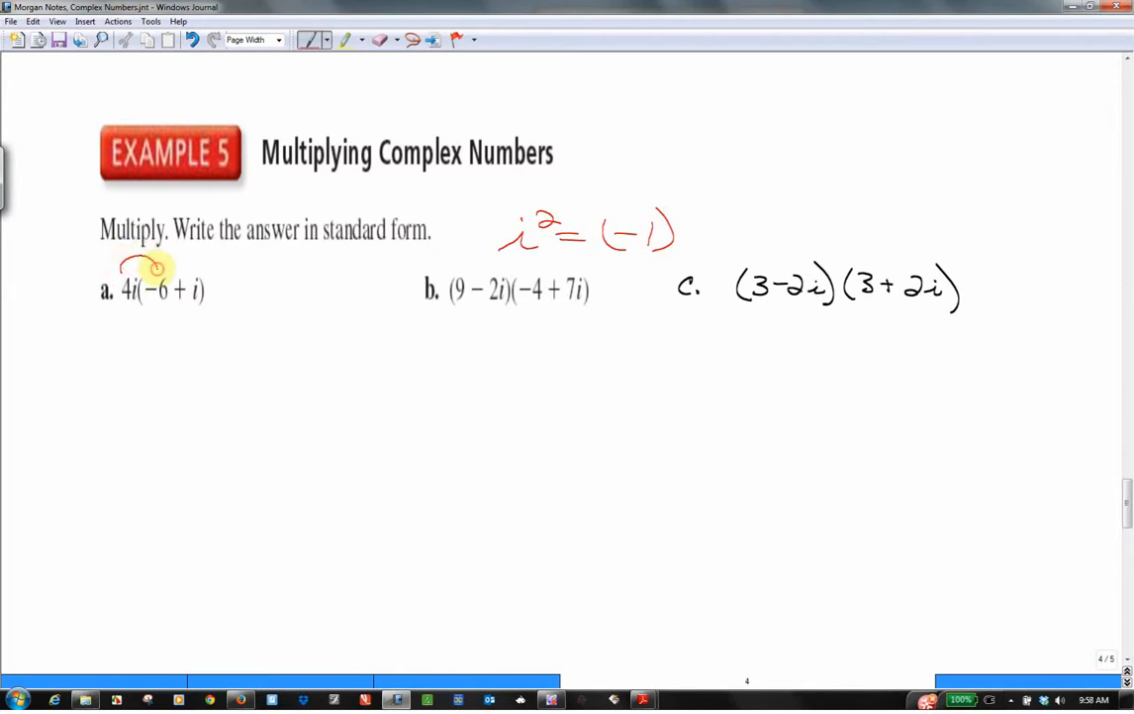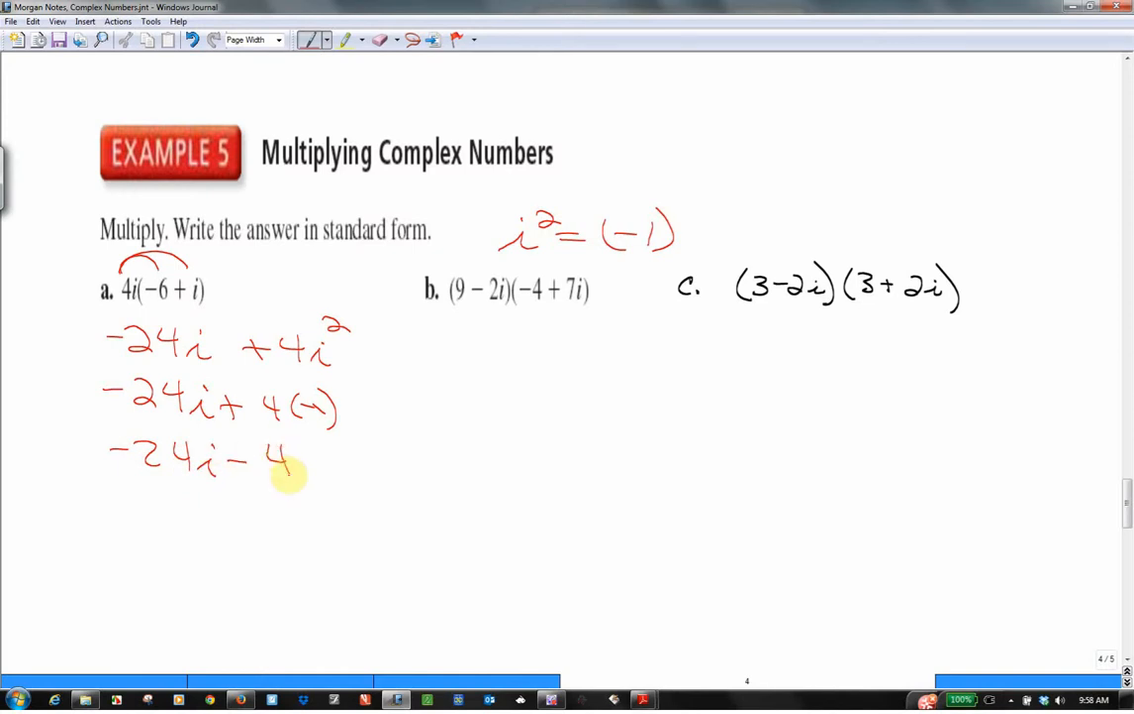The 4i multiplies in to the negative 6, giving me a negative 24i. Now the 4i multiplies by that i, giving me a plus 4i squared. Well, this i squared is really equal to a negative 1. So I can rewrite this as a negative 24i plus 4 times a negative 1. I know you guys may be skipping a step there or whatever. You can just see what's going to happen. That's going to be a negative 4. So I've got a negative 24i minus 4.